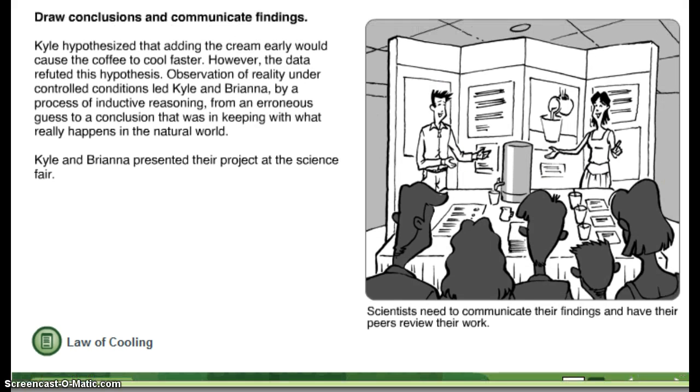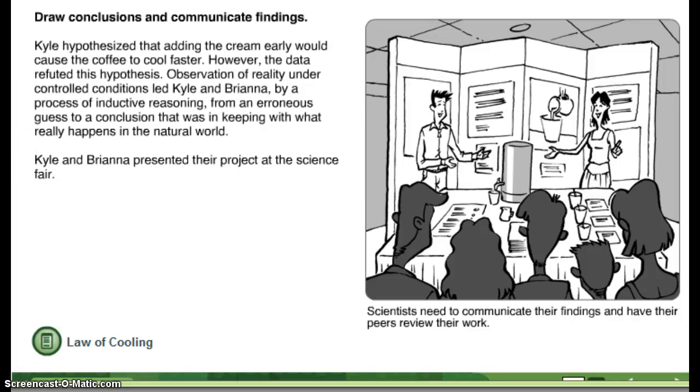Draw conclusions and communicate findings. Scientists need to communicate their findings and have their peers review their work. Kyle hypothesized that adding the cream early would cause the coffee to cool faster. However, the data refuted this hypothesis. Observations of reality under controlled conditions led Kyle and Brianna, by a process of inductive reasoning, from an erroneous guess to a conclusion that was in keeping with what really happens in the natural world.